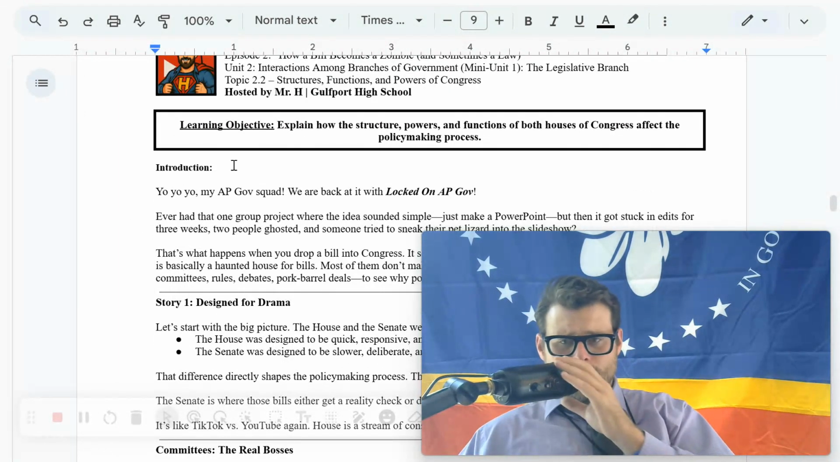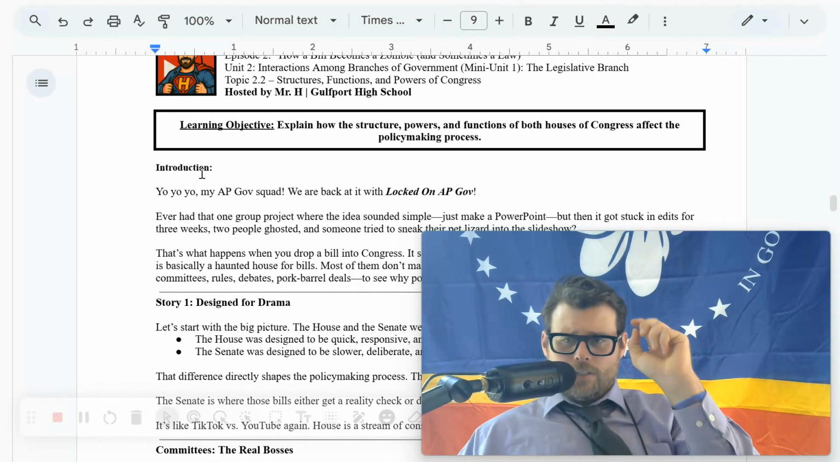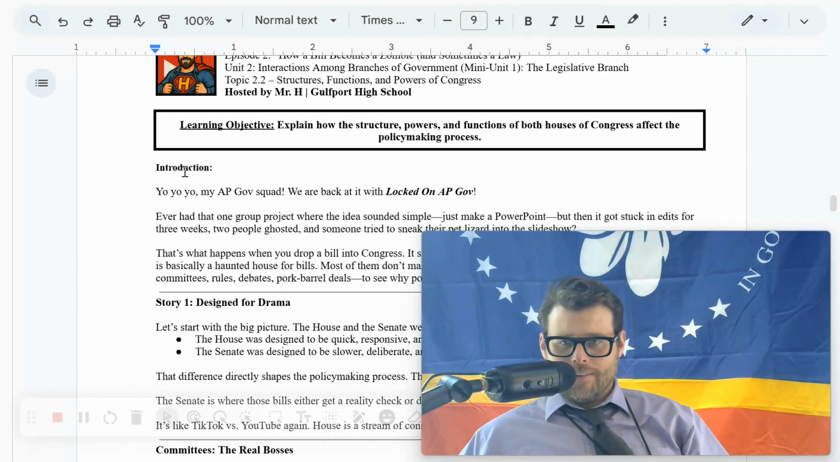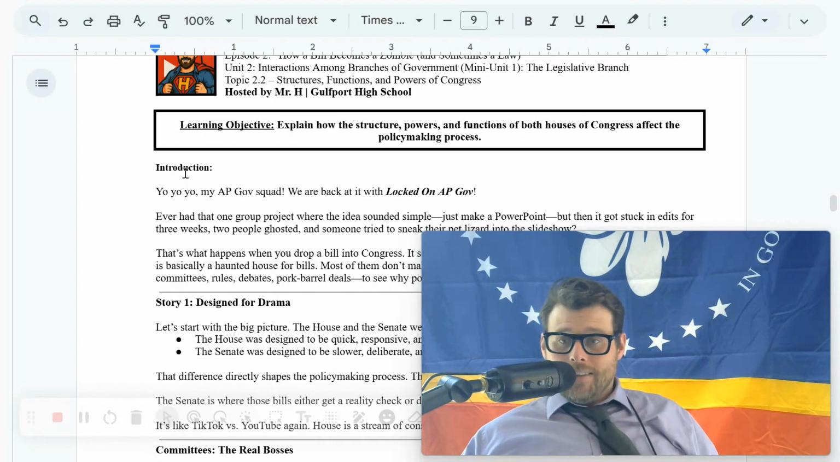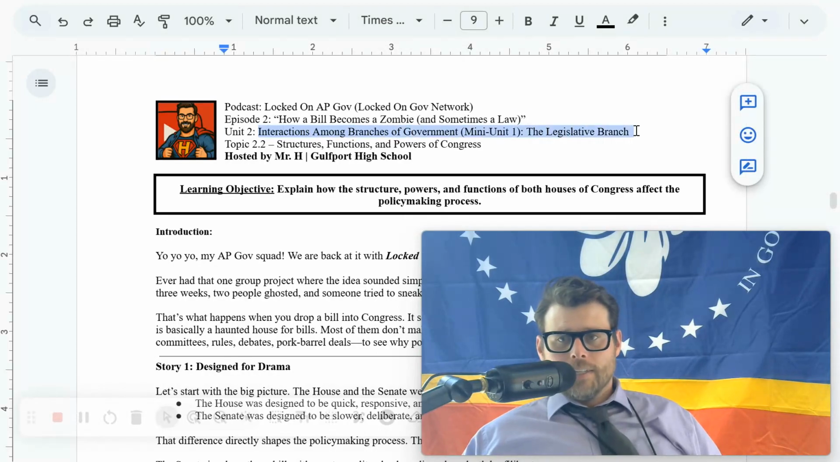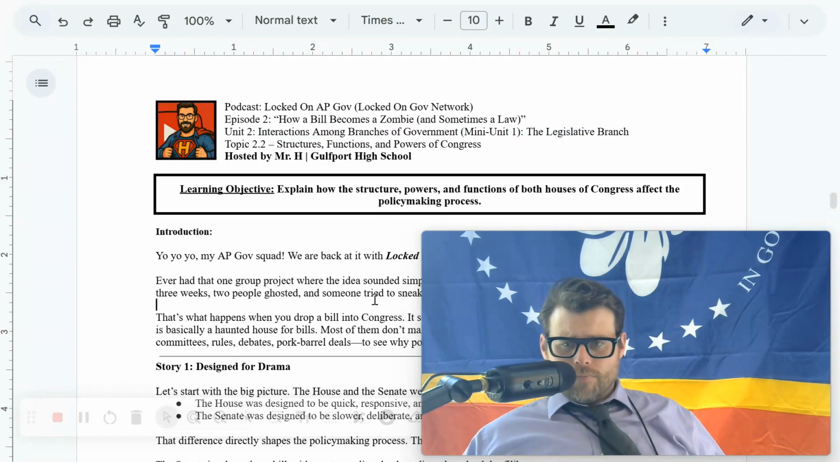Okay, so let's get the learning objective in first. Learning objective for this 2.2 topic of our Unit 2, Mini Unit 1, Legislative Branch. Yes, a big mouthful here, right? But we're in Unit 2 of the AP curriculum, the interactions among the branches of government. And I've broken this into mini units, 4 mini units to be precise, to make it achievable and diced into smaller bite-sized pieces.